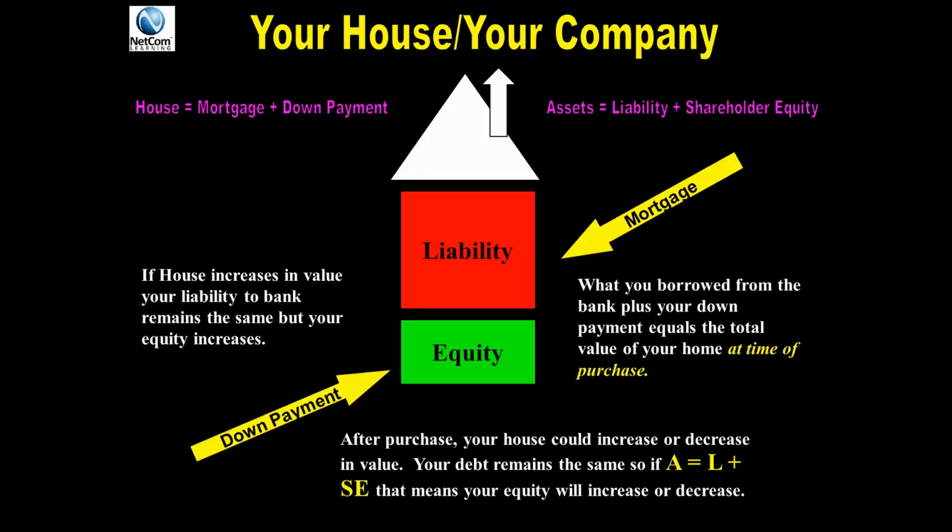So, how does the value of your assets go up? Well, what you borrowed from the bank plus your down payment, that equals the total value of your house. But after purchase, your house could increase or decrease in value. Regardless, your debt to the bank remains the same. So if assets equals liability plus shareholders' equity, that must mean that if your house goes up in value, not the liability, but your equity amount must increase. And conversely, if your house decreases in value, again, your liability to the bank remains fixed, so that means the equity portion of the house must decrease.